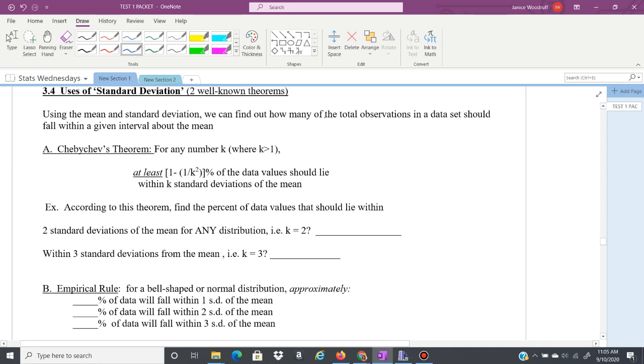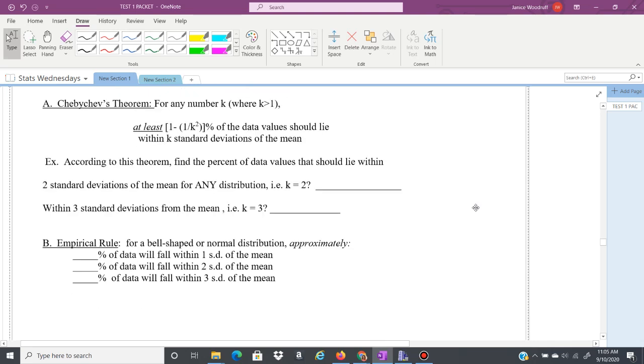So we can find out how many total observations should fall within a given interval about the mean. For any number k, where k has got to be greater than 1, here's the formula: 1 minus 1 over k squared, percent of the data should lie within k standard deviations of the mean. According to this theorem, find the percent of data values that should lie within 2 standard deviations of the mean for any distribution.